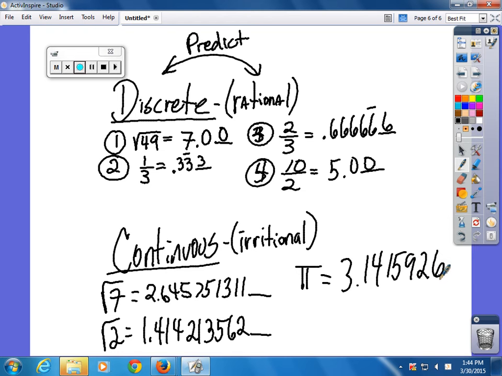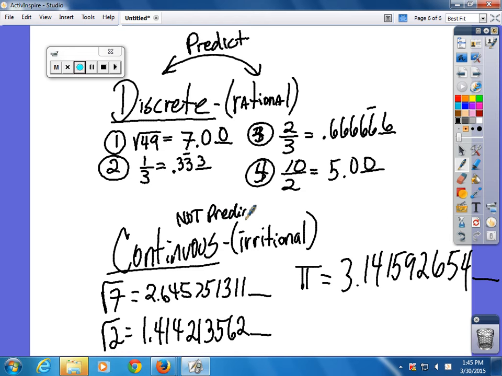3.1415926. Okay, tell me that next digit. Maybe that next digit is 3. Now I could show you how to calculate those digits, but it takes about a page to calculate each one. You can't tell me what the next number is.